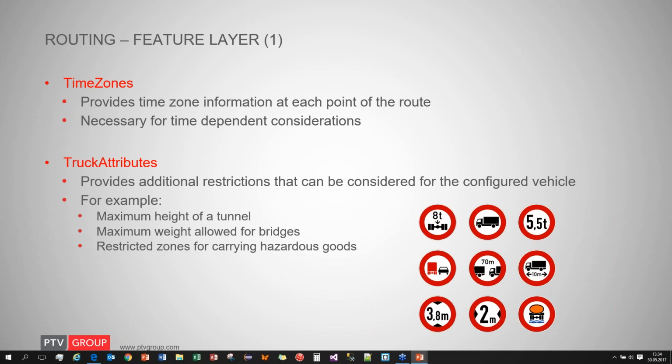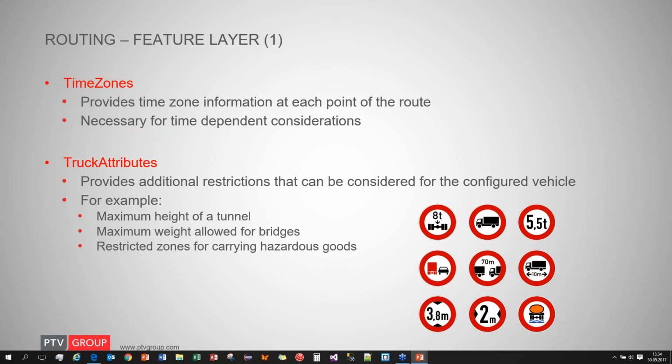So the first topic are the feature layers. The first feature layer I want to introduce is the feature layer time zones. Time zones provide information about time at each point of the route. And this feature layer is necessary to be able to consider time-dependent informations.